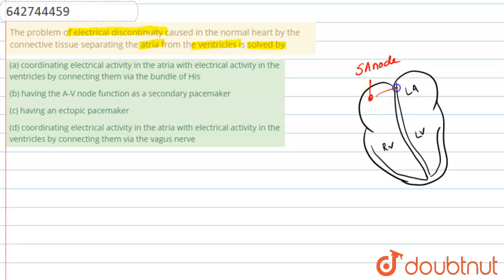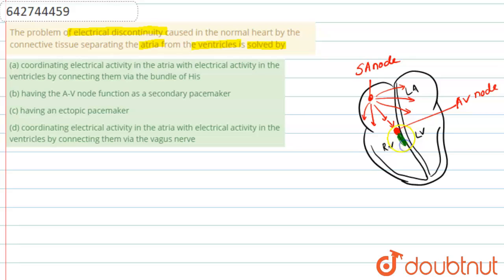The action potential propagates throughout the atria using the gap junctions present in the muscle fibers, and this causes the atria to contract. Through these atrial muscle fibers, the potential now reaches the AV node, which is present in the right ventricle. As soon as this action potential reaches the AV node, it is transmitted to a bundle of fibers known as the bundle of His.